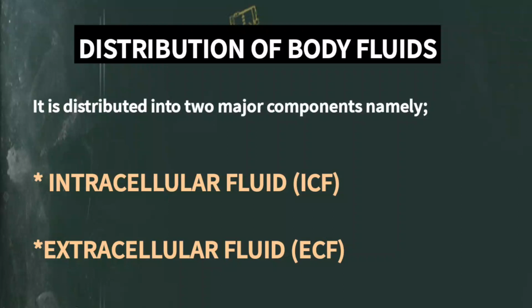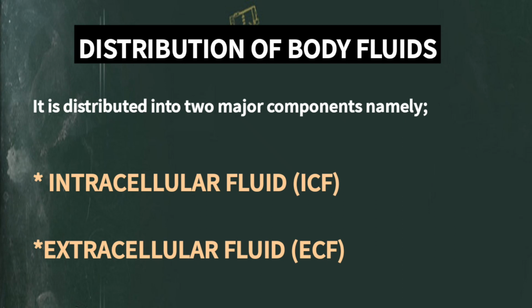Distribution of body fluid. The body fluid is distributed into two major components, namely the intracellular fluid, the ICF, and the extracellular fluid, ECF. The intracellular fluid volume is about 22 liters, and it forms 55% of the total body water. And the extracellular fluid volume is 18 liters, and it forms 45% of the total body water.